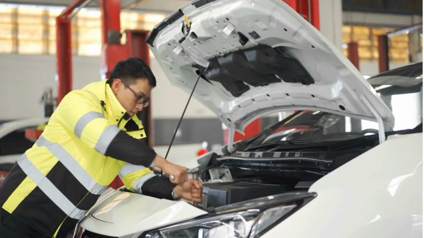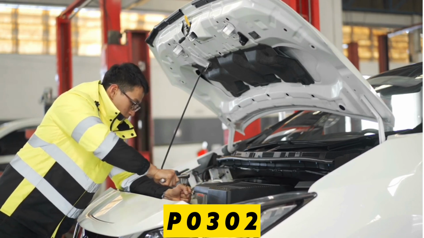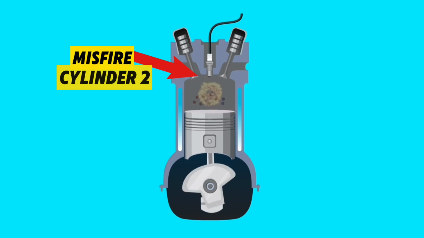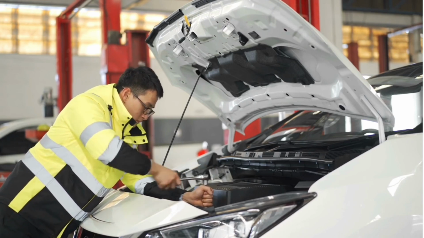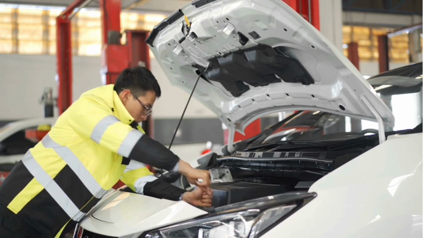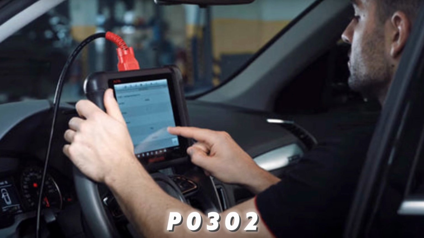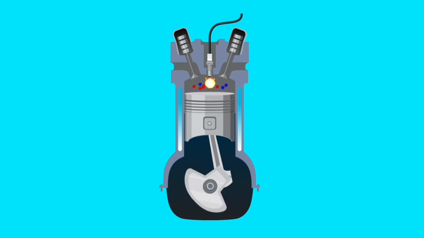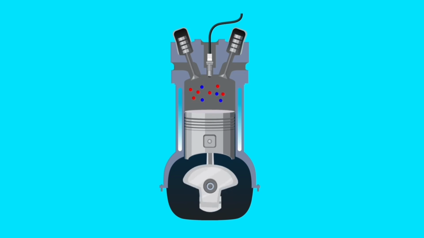Today, we're tackling a common but frustrating issue, the dreaded P0302 code, which indicates a misfire in cylinder 2. But don't worry. We've got you covered with a step-by-step guide on diagnosing and fixing this problem. Let's dive in. If you've scanned your vehicle and found the P0302 code, it means that cylinder 2 is misfiring. A misfire can happen for several reasons, and our goal today is to identify and fix the issue.